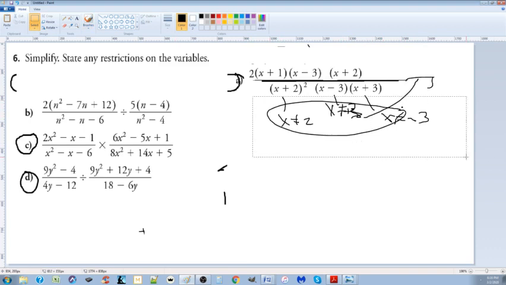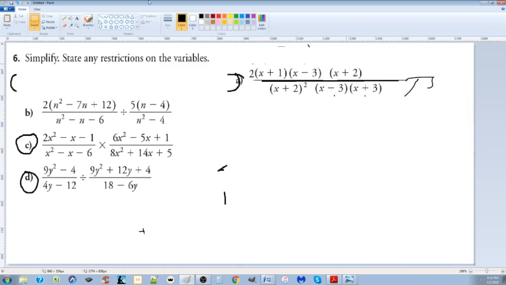Then you're going to look at what can be canceled out. So let's look at top. Do we have any x plus 1s at the bottom? No. Do we have any x minus 3s at the bottom? Yeah. We got 1 here, 1 there. They're gone. Do we have any x plus 2s? Yeah, we got 1 up top and 2 at the bottom. So this one's gone, and this one's just to the 1 now. Just to the 1. So that's it.